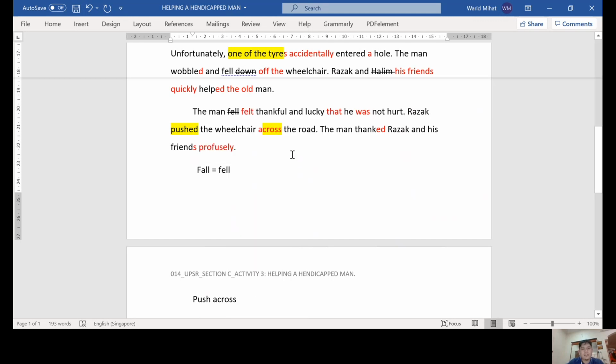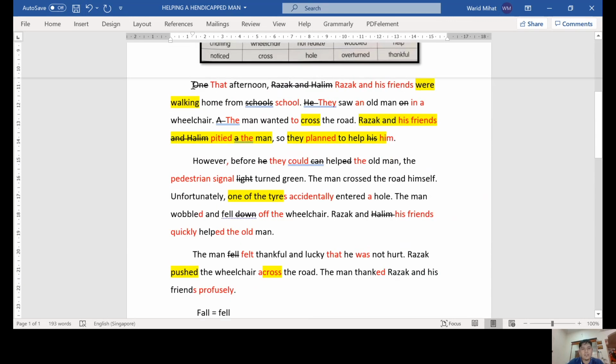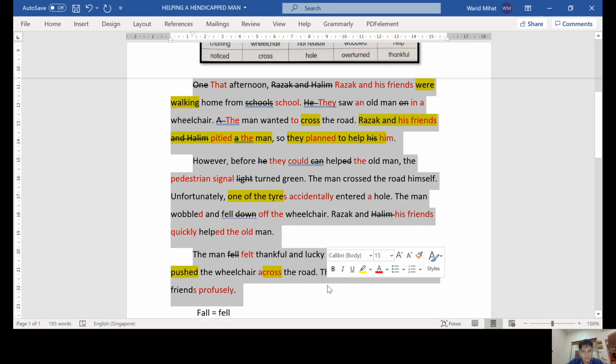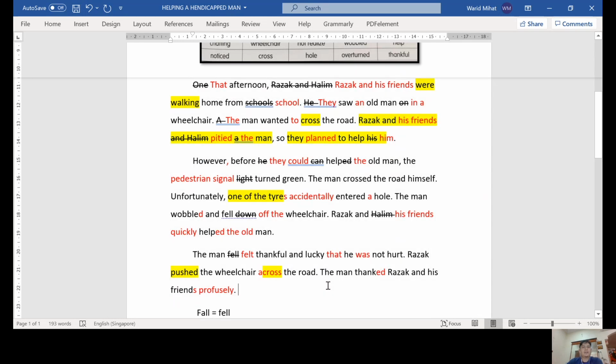Okay. Now, let's count this whole thing first. Kita clean up dulu. Okay, first, let me read out what we have corrected. Okay, that afternoon, Raza and his friends were walking home from school. They saw an old man in a wheelchair. Not on a wheelchair, in a wheelchair. Kerana apa? Kerusi dia tu ada tempat rehat tangan. Dia panggil armrest.